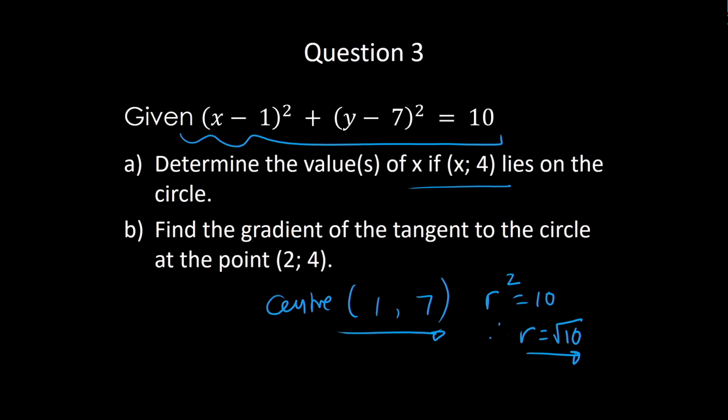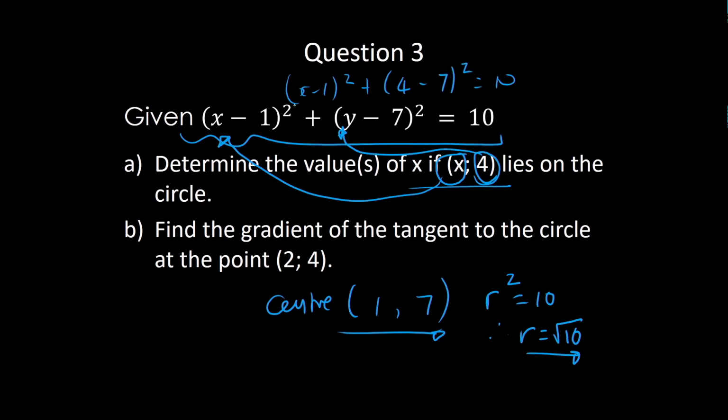Okay. Now, if they ask you to determine the value of x, if a point lies on the circle, it means that if you put this value in for x, you'll get that value out for y. So all you need to do here is simply substitute: it's x minus 1, that's going to stay the same, and you're going to replace y with 4. So you'll end up with (x minus 1) squared plus (4 minus 7) squared is equal to 10, and then all you have to do is solve for x. I want you guys to try that and see what you get. You will get that one of the values for x is 2.